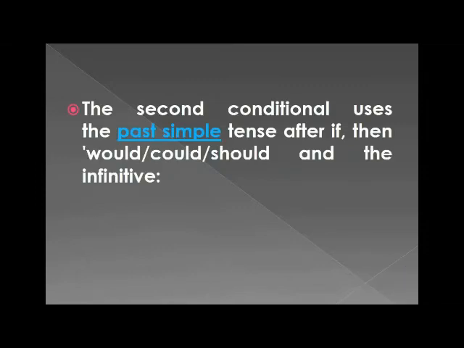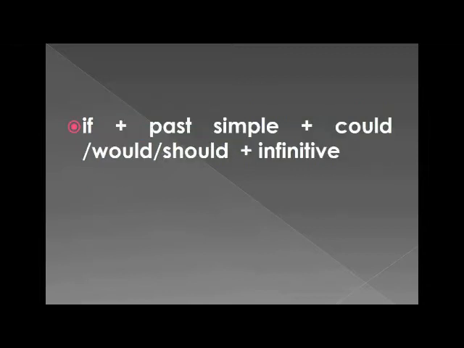It is that type of conditional that uses the past simple tense and the modal auxiliary verbs would, could, should, then the infinitive of the action verb. This is shown in this formula: if plus the past simple plus could, would, should, plus the infinitive. So this is the formula.